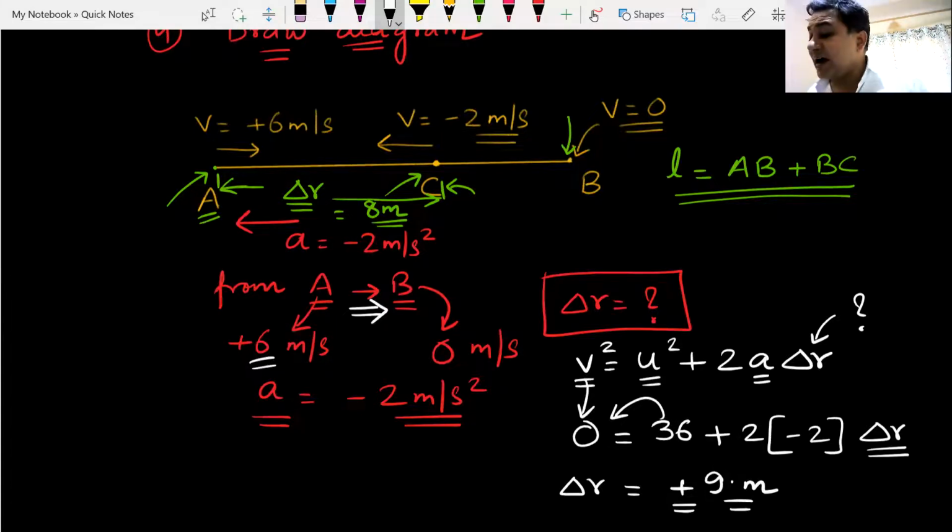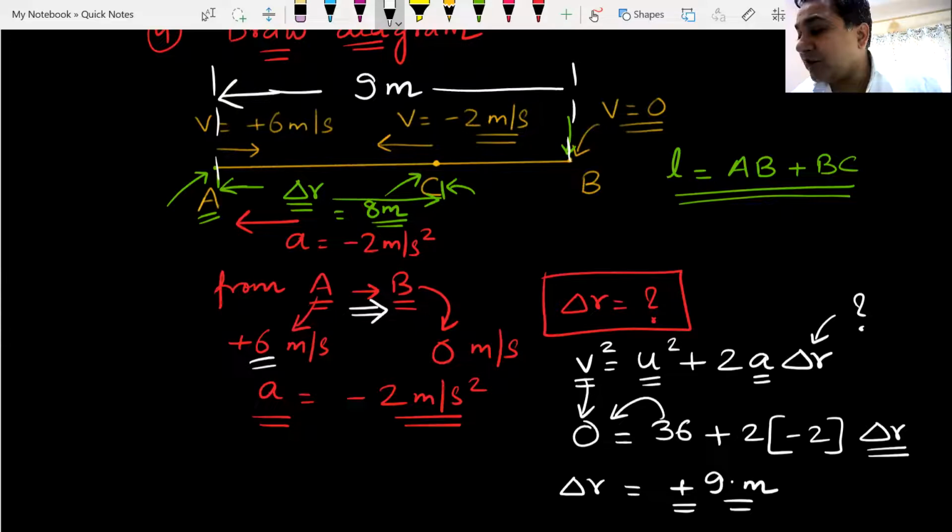So now I'm going to mark it with my white pen. A to B, the total length is 9 meters. But that was not my question. My question is, what is the total length of path? Sorry, my question was, what is the total distance traveled by the particle in 4 seconds?